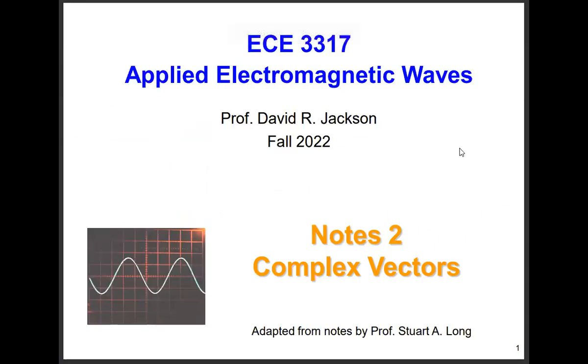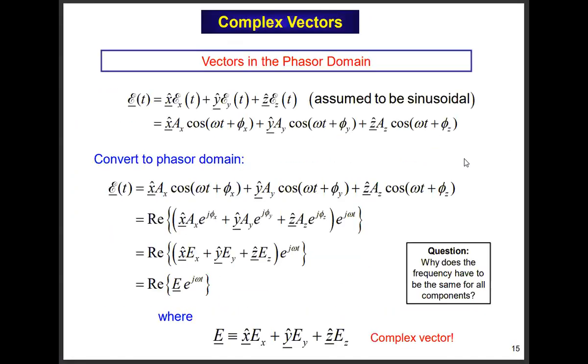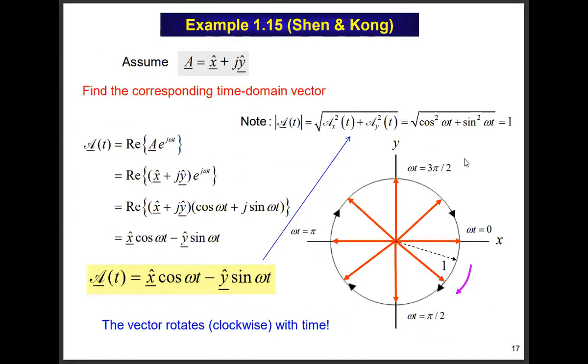Okay, so now let's start by going to this example. It's a pretty nice little example, and it illustrates working with complex or phasor vectors. Okay, it happens to come from the Shen Kong book. I'm sure you can find similar ones elsewhere.